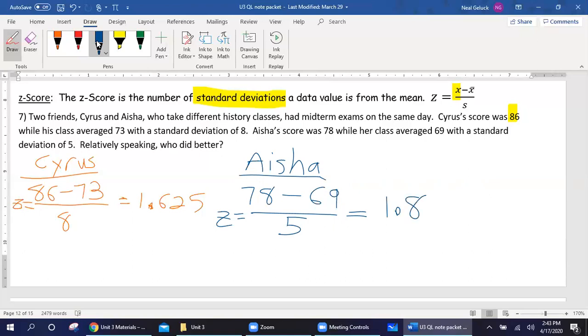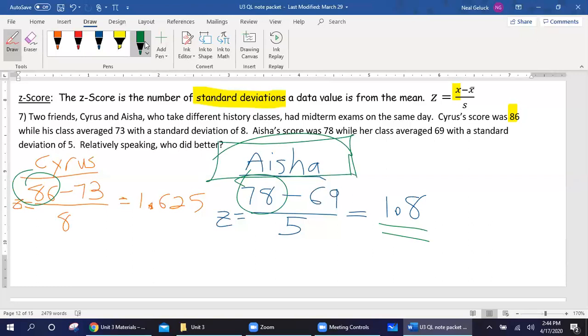So this means that Aisha was a full standard deviation and then 0.8 of another one, almost another full one, but not quite. So relatively speaking, who did better? Well, while Cyrus's raw score of 86 looks better than Aisha's 78, in comparison, Aisha's z-score is better. She's farther above the middle. So actually, Aisha did better, relatively speaking. Okay, we'll do the back side of these notes on the next video.